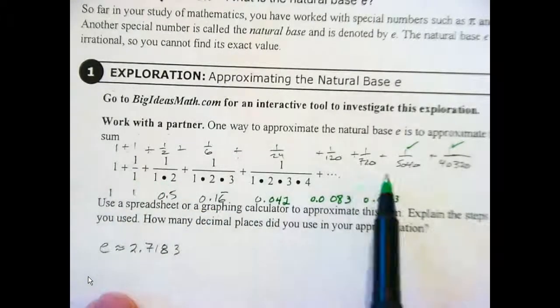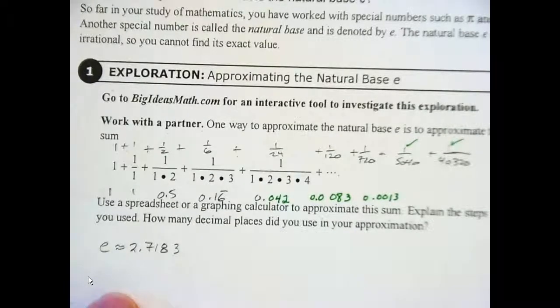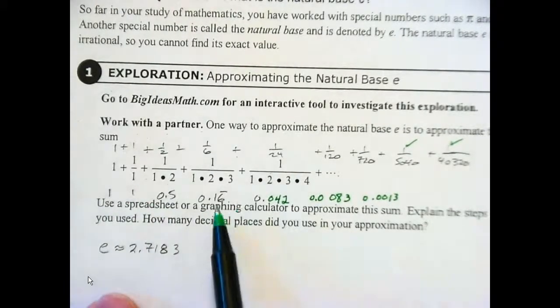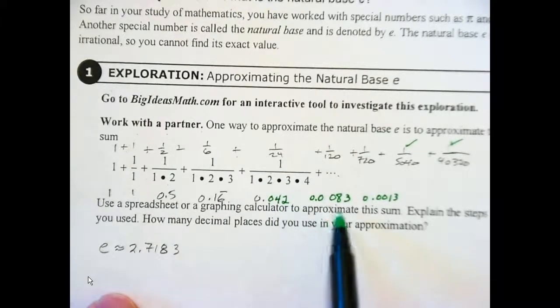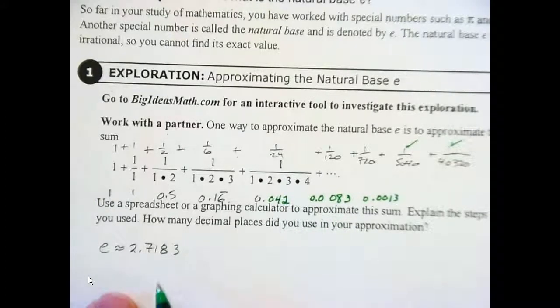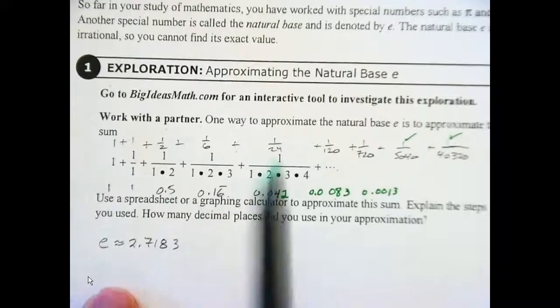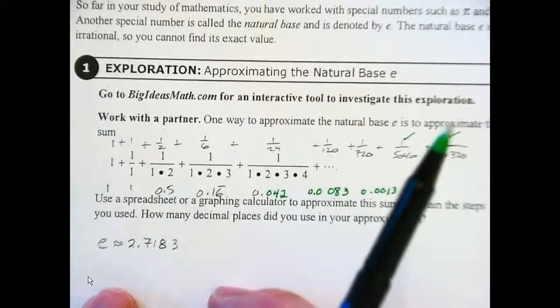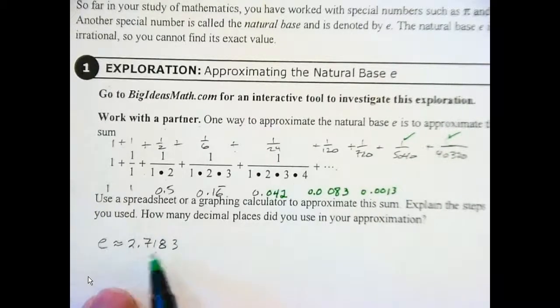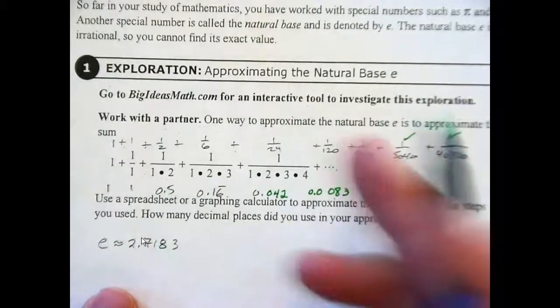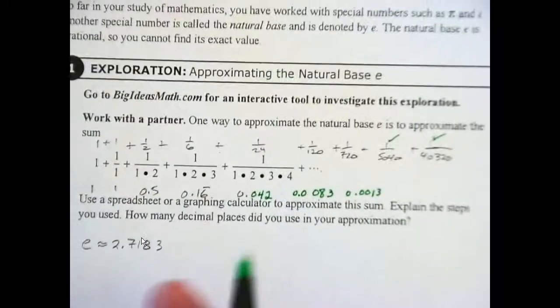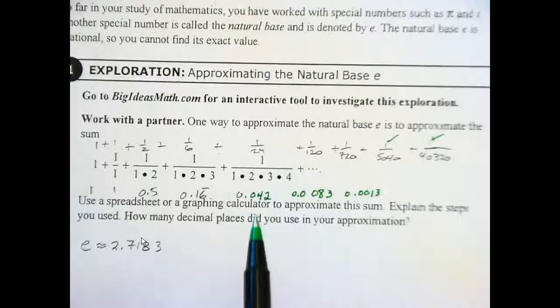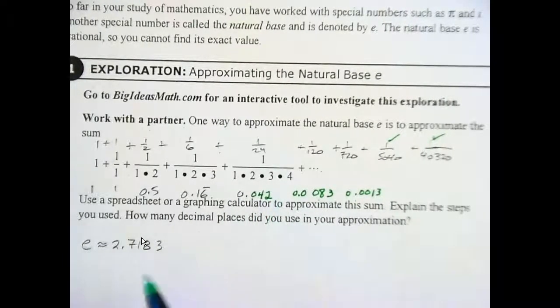I didn't calculate the individual values and then add them all together. Put that big long string in your calculator. 1 plus 1 plus 0.5 plus 0.16 plus 0.042 and so on. We get really close to this number. That number is E. This number, 2.7 blah, blah, blah, is E. We're going to approximate, just like pi is a number, 3.14 an approximation. I is a number, root negative 1. E is also a number. It's one you use a lot in science.